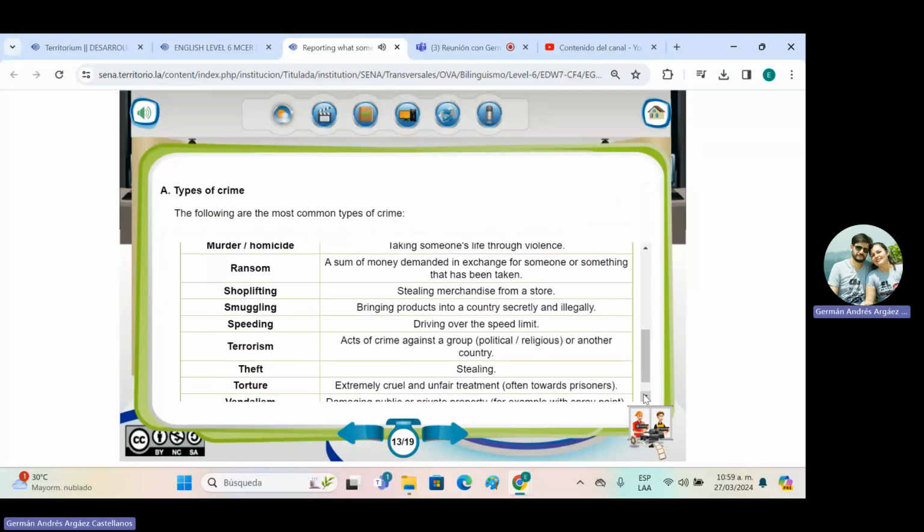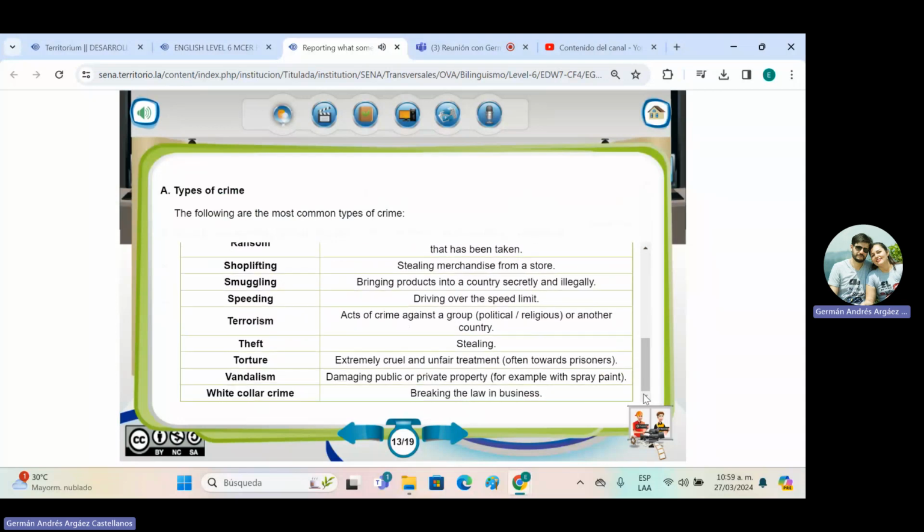Ransom: a sum of money demanded in exchange for someone or something that has been taken. Shoplifting: stealing merchandise from a store. Smuggling: bringing products into a country secretly and illegally. Speeding: driving over the speed limit. Terrorism: acts of crime against a group, political, religious, or another country. Theft: stealing. Torture: extremely cruel and unfair treatment, often towards prisoners. Vandalism: damaging public or private property, for example, with spray paint. White-collar crime: breaking the law in business.